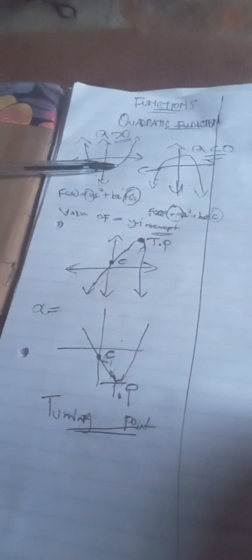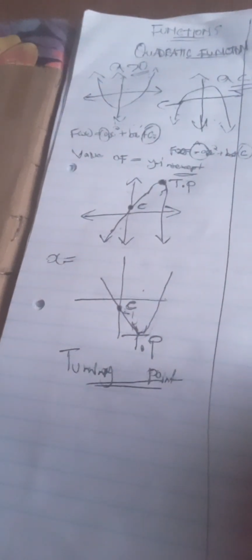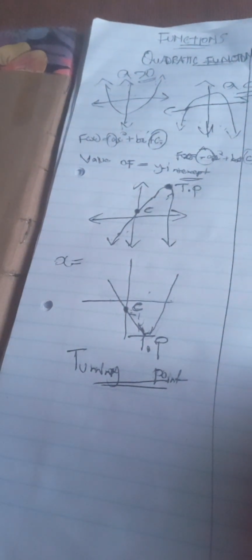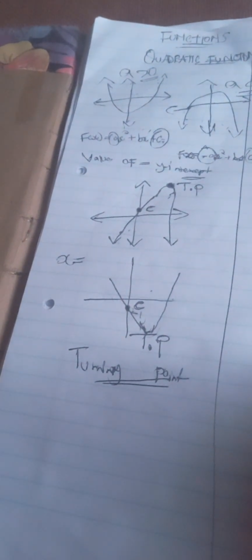So this time around, I want us to continue talking about the turning point. A turning point is definitely a point where our graph will turn, right? This is a turning point. This is where the graph will turn. As you can see on this side, this is our turning point. How do we calculate the coordinates of the turning point, guys?